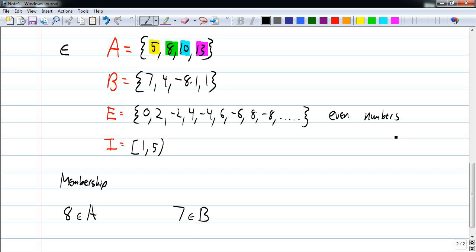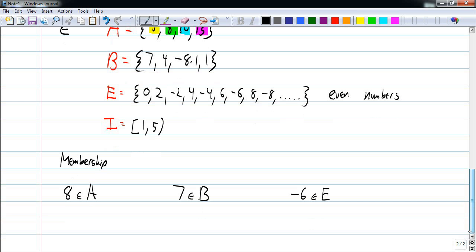Pick any number, any even number. I'm going to pick -6. Pick any even number and write out that number is in E. It's a member if it's in the set. So make a C and cross it. And that's short for is a member of.